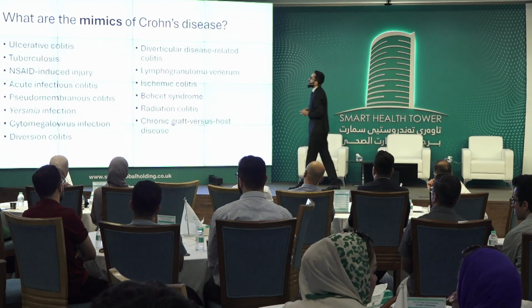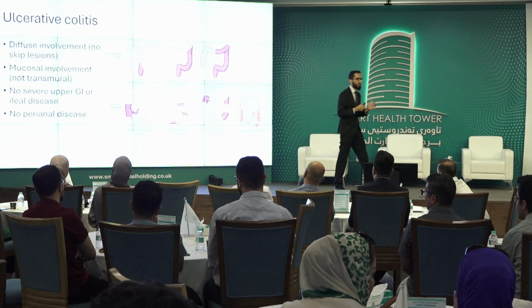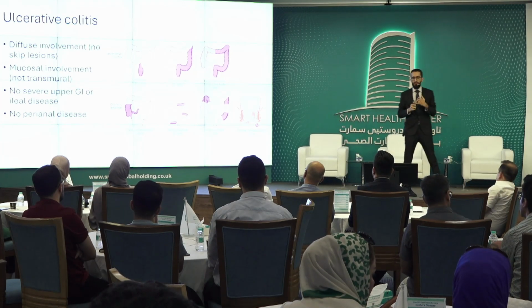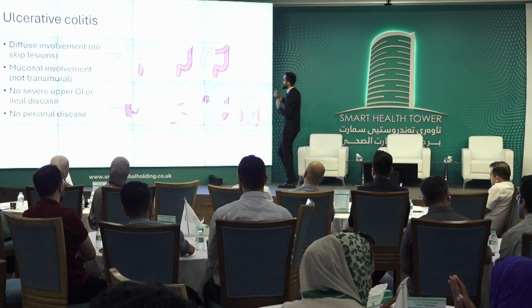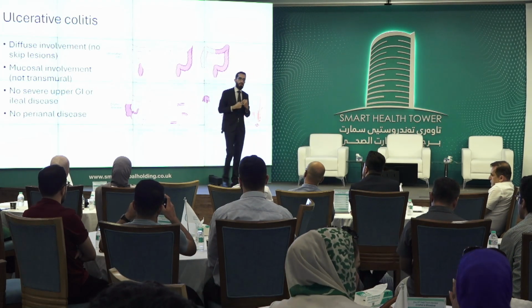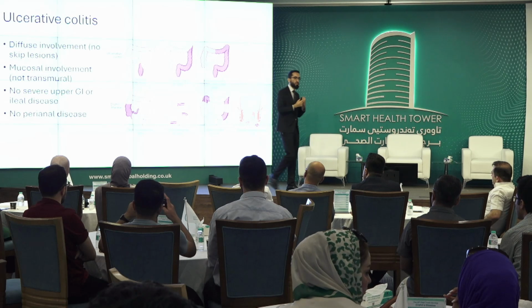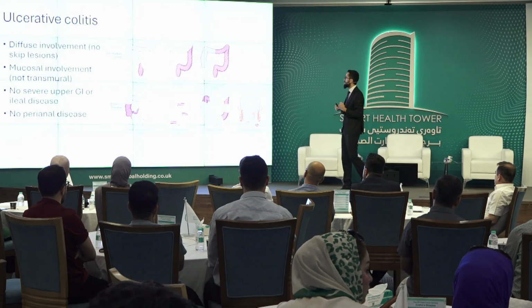All right, so now we come to the mainly histologic mimics of Crohn's. Now, for ulcerative colitis, there are a few points. First of all, it's usually a colonic disease. It starts usually from the rectum and extends upwards in a continuous fashion. That's not how Crohn's disease works. It usually spares the rectum, and it's a patchy disease or a segmental disease.